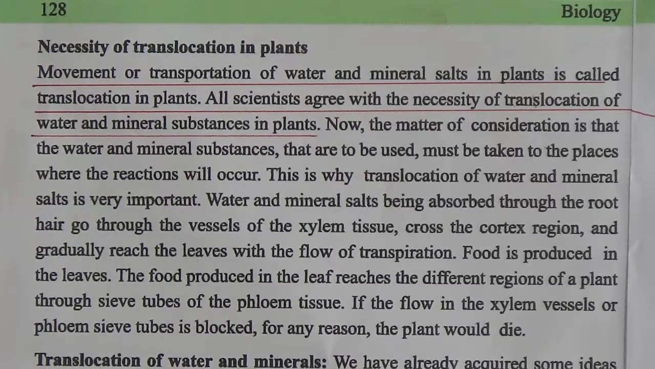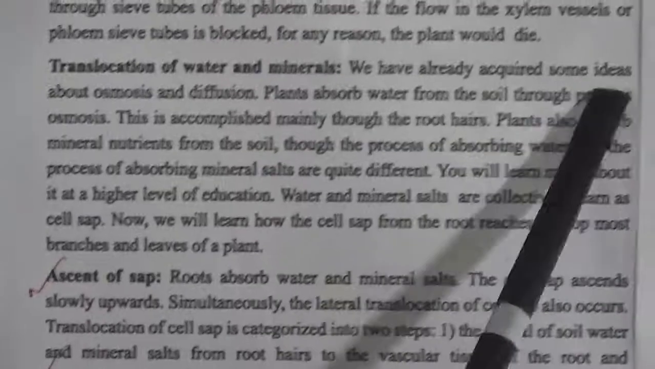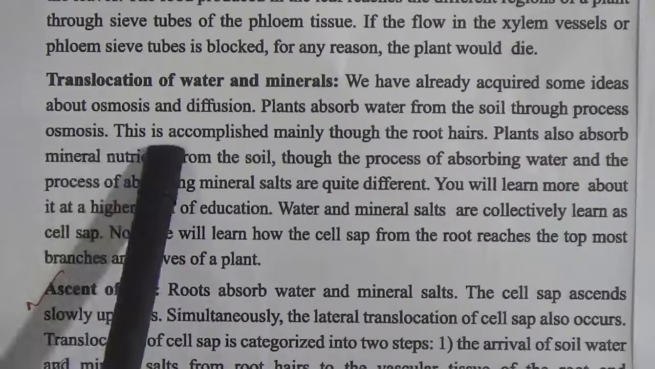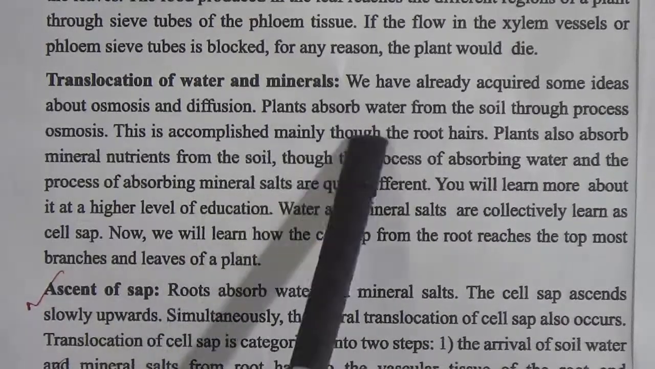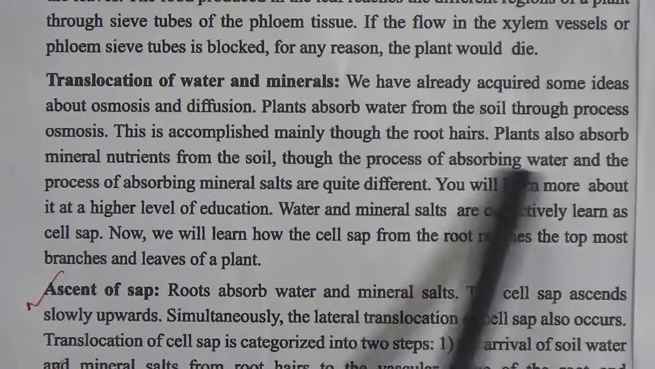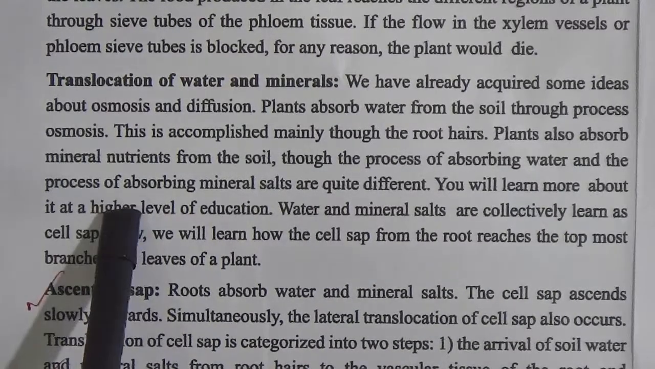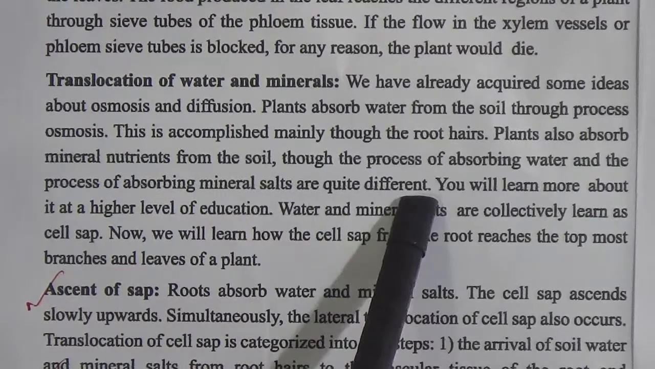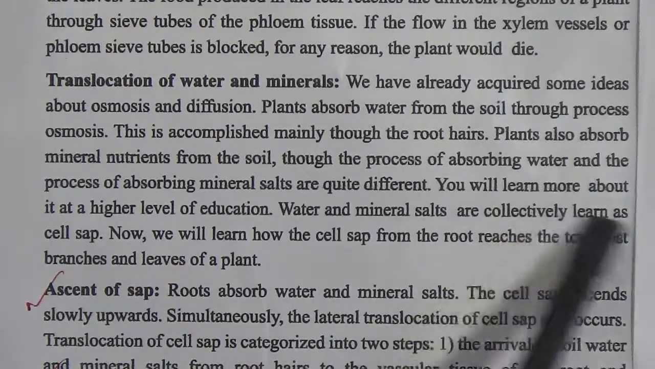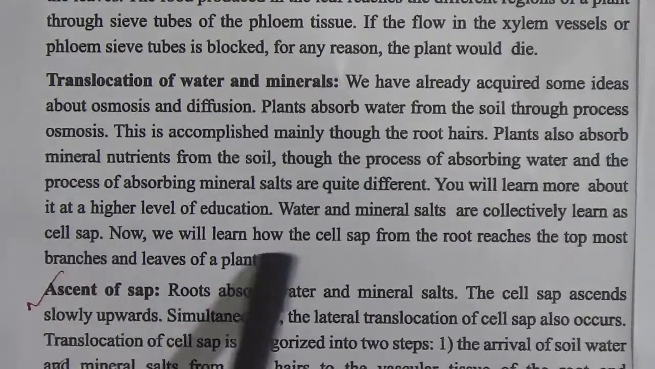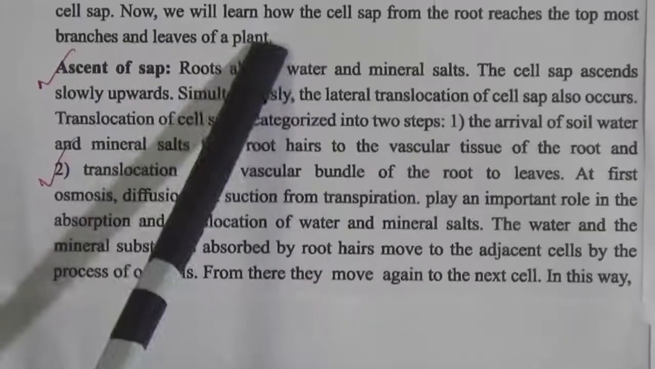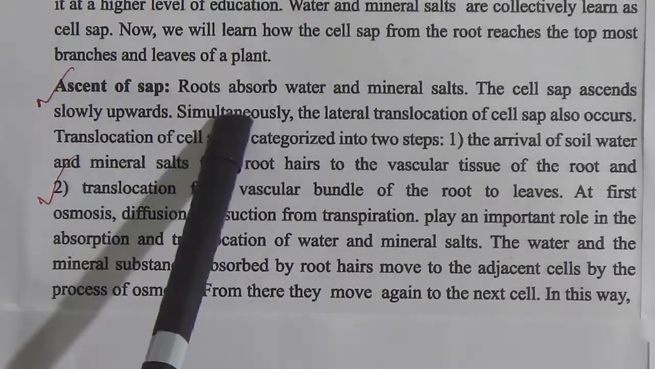Now come to the translocation of water and minerals. We have already acquired some ideas about osmosis and diffusion. Plants absorb water from the soil through the process of osmosis, and this is accomplished mainly through the root hair. Plants also absorb mineral nutrients from the soil, though the process of absorbing mineral salt is quite different from the process of absorbing water. We will learn it in our higher class. Water and mineral salt are collectively known as cell sap. And now we will learn how the cell sap from the root hair reaches the topmost branches and the leaves of a plant.